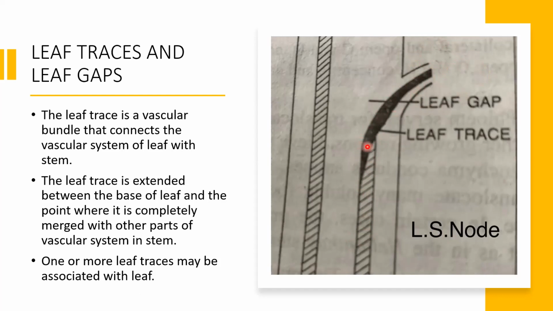One leaf may have one leaf trace, or it may have two leaf traces. So what is a leaf trace? The leaf trace is a vascular bundle that connects the vascular system of the leaf with the stem. Here, if a leaf is present, this is the vascular supply of the leaf and this is the vascular supply of the stem, and both are connected with each other.